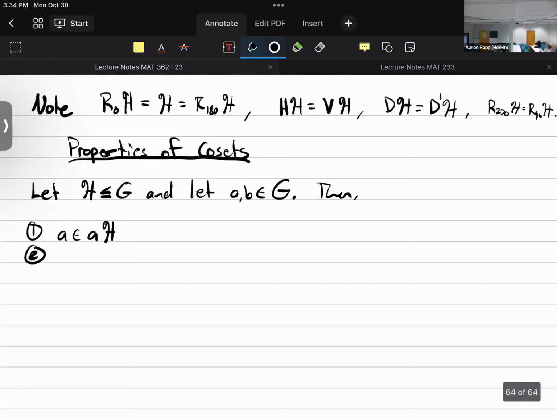Second, a left coset of H will only be equal to that subgroup H if and only if that element happens to be in that subgroup H.